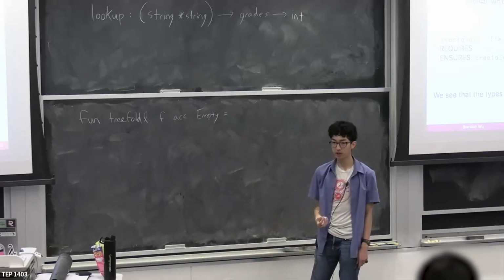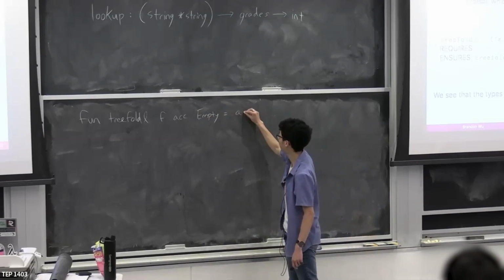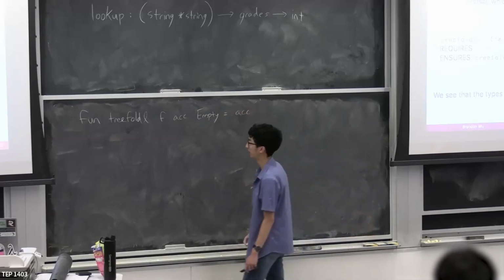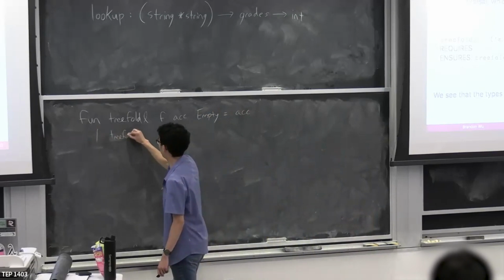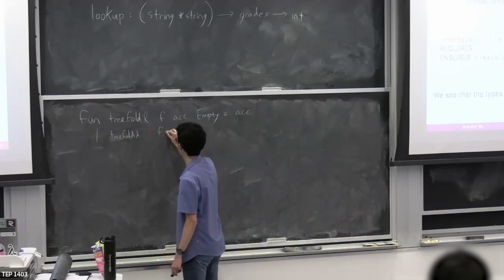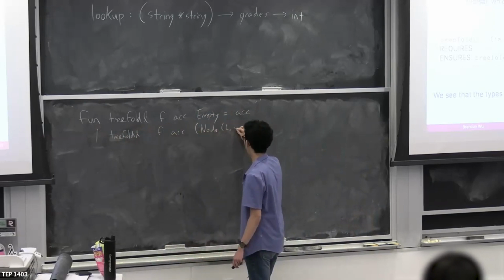Okay, if I'm folding on the empty tree, what do I get? ACK, right? Burn that into your brain. Base case, ACK, all right? Now if I want to do treefold L on not the empty tree, I'm going to have node of LXR. What's my game plan?